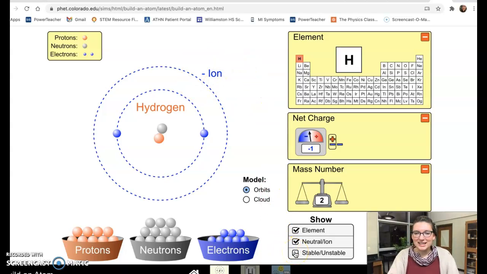And then another thing that's interesting is you can click on stable or unstable, because isotopes are going to be stable or unstable based on if they have a balanced amount of neutrons to protons. So like for instance, if I add another one, all of a sudden this is unstable. So that's going to be a radioactive isotope of that atom. I think that that's all you need to know about this. So there you go.